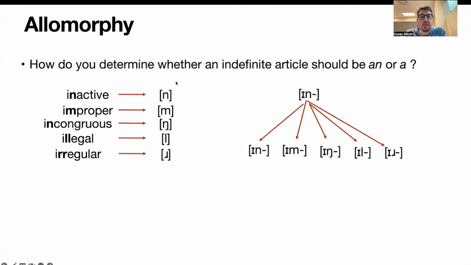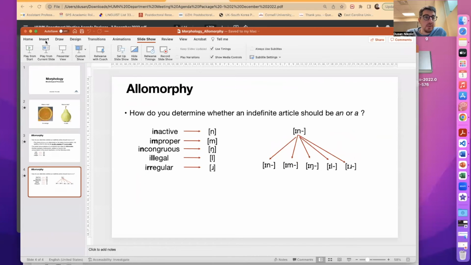So how do you determine whether the indefinite article should be an or a? That's a question we already answered in class. There is another morpheme with many allomorphs that we should be aware of, which is in, ill, and ir. For example, inactive, improper, incongruous, illegal, irregular, all of that is one and the same morpheme, and that's in. It only has different allomorphs or realizations. And that's it for allomorphy.